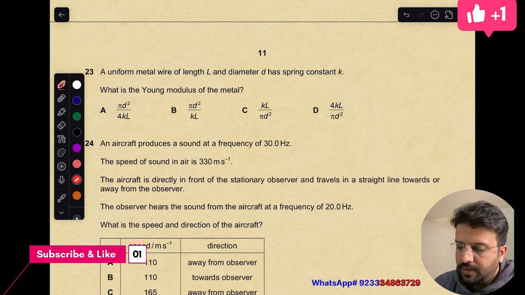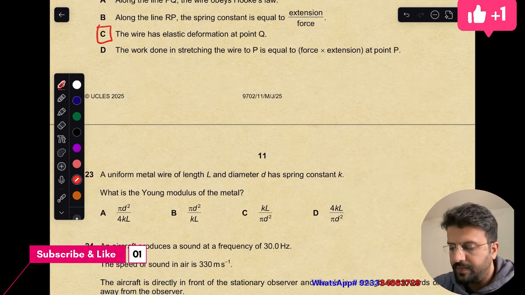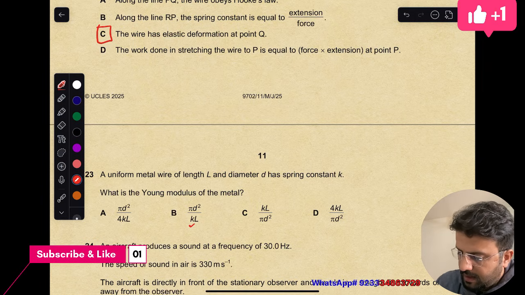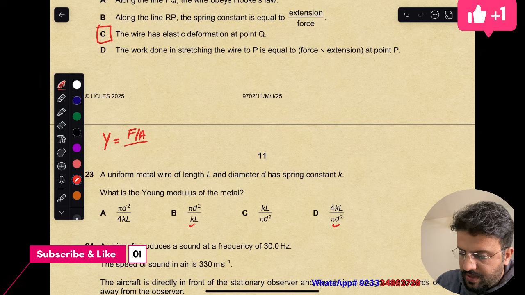In the next question, a uniform metal wire of length L and diameter D has a spring constant K. What is the Young modulus of the metal? So basically we have to derive the relation for this thing in terms of K and D. Okay, so the basic relation for the Young modulus is stress over strain. Stress is force per unit area, strain is change in length over, let's call it, L. So that will be F into L over X into A.